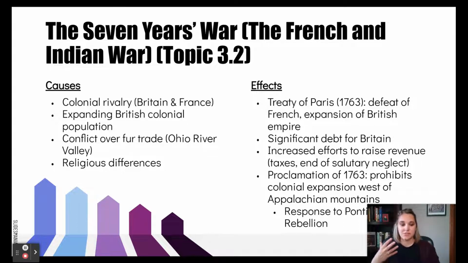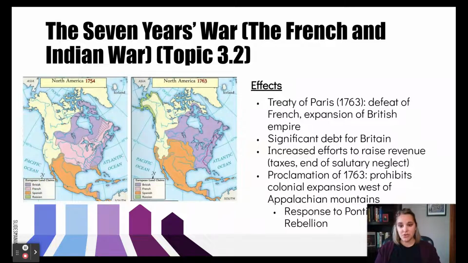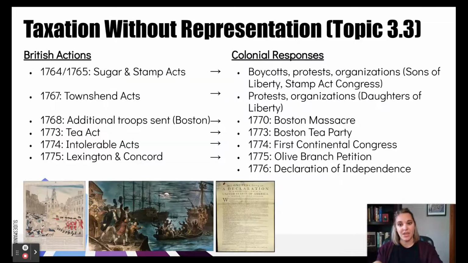This is going to be a significant American Indian war. And what happens is Britain is going to respond after this with the Proclamation of 1763, which prevents colonial expansion past the Appalachian Mountains. So we're starting to see some changes in the relationship between Britain and the North American colonies. So here you can see the map of the most significant effect of the French and Indian War, territorial expansion for the British Empire.